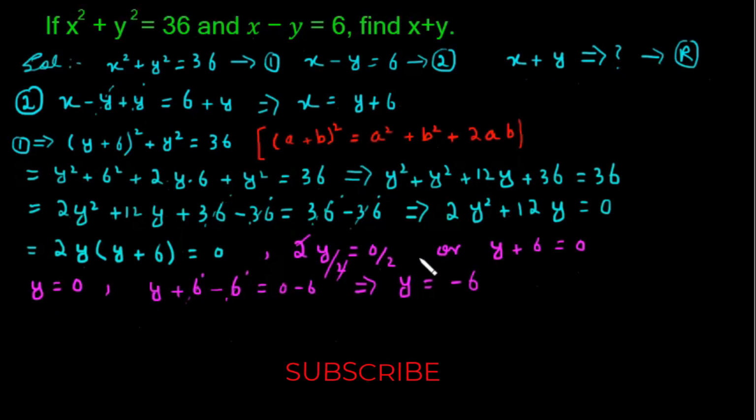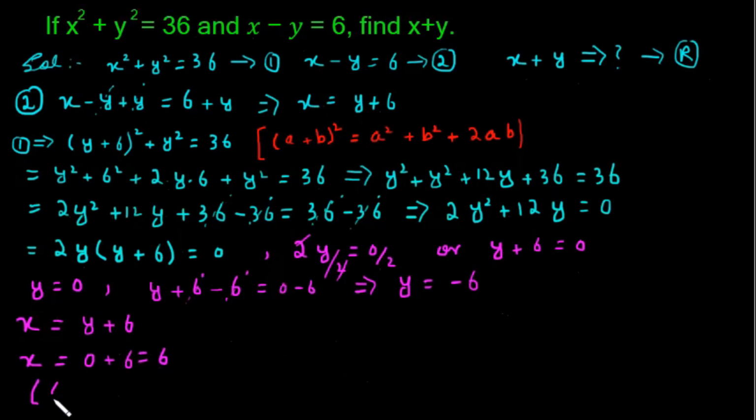When y has two values, similarly x will also have two values, and to find those values of x, I will use the equation x is equal to y plus 6. Substituting y is equal to 0 into this equation, I get 0 plus 6 is equal to 6. So y is equal to 0 when x is equal to 6. Then for y is equal to minus 6, I replace y with minus 6. Minus 6 plus 6 is equal to 0. So y is equal to minus 6 when x is equal to 0.